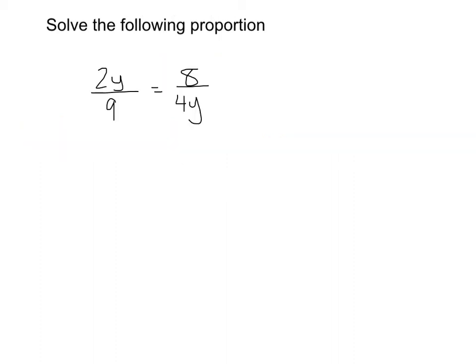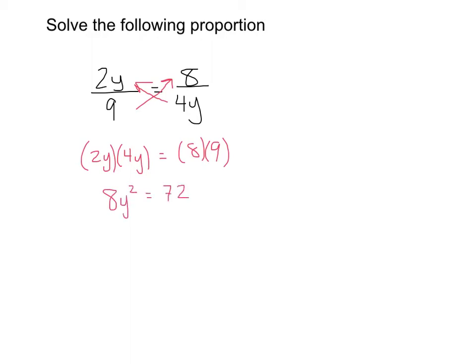Now let's use that cross products property to solve this proportion. We can cross multiply to end up with 2y times 4y is equal to 8 times 9. Multiplying throughout, we end up with 8y squared is equal to 72. Trying to get y by itself, we first need to divide by 8, to see that y squared is equal to 9.